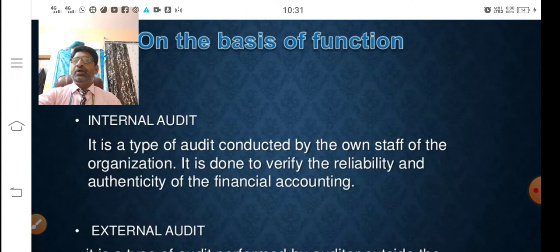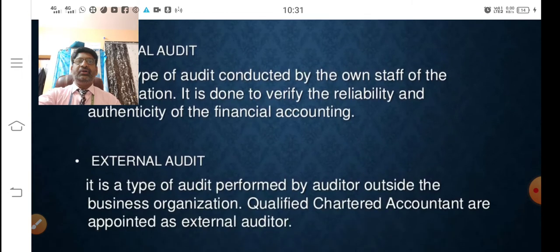And next we are going to discuss external audit. What is external audit? External audit means an audit conducted by an independent qualified person who examines the books of accounts and reports to the management.